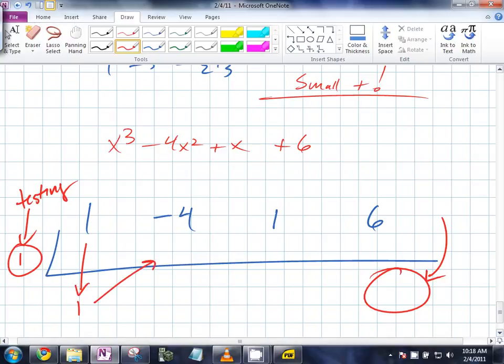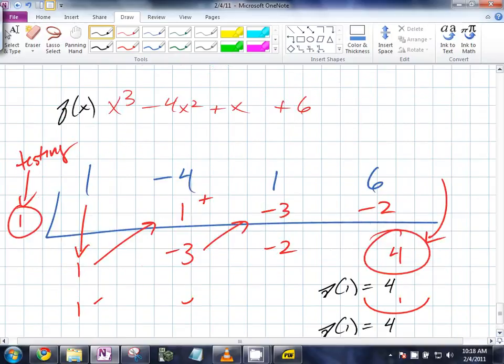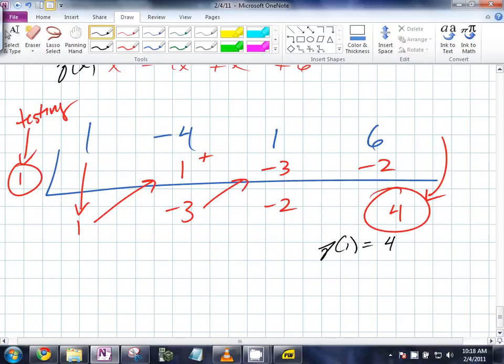What this is saying, if this is f of x, we just found out that f of 1 is 4. So therefore, x minus 1 is not a factor. Do you erase this? Please don't. You need to keep track of the zeros you're testing. So we just tested 1. Did 1 work? No. Maybe try negative 1. It doesn't seem like it.